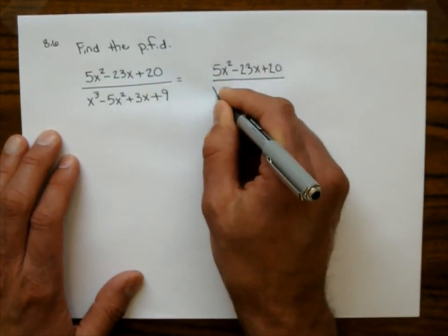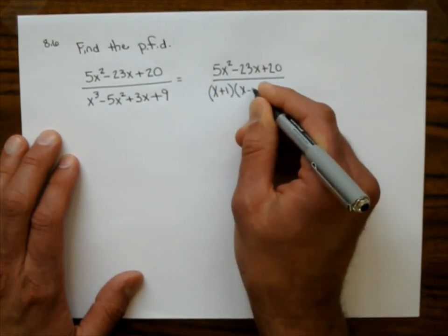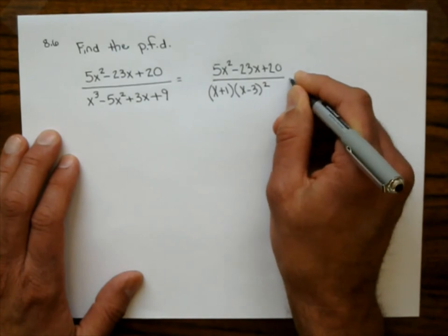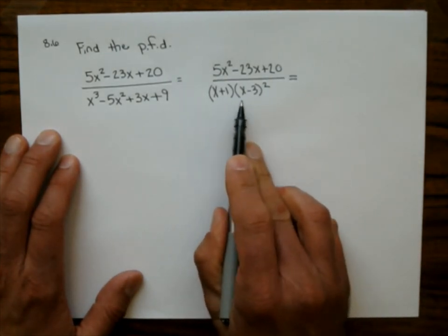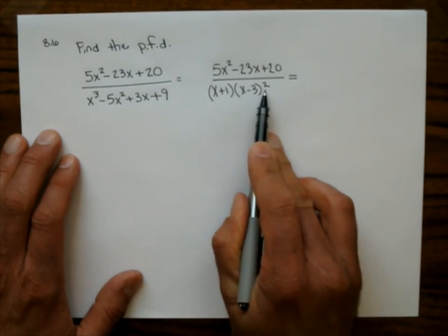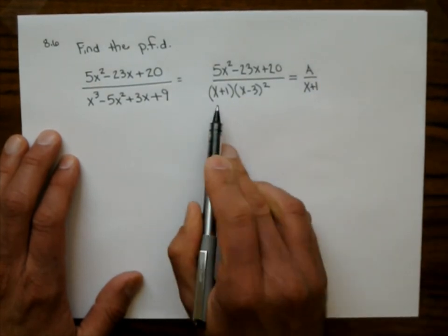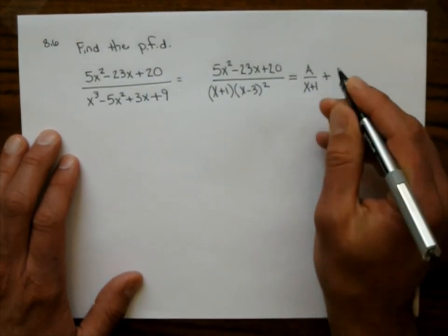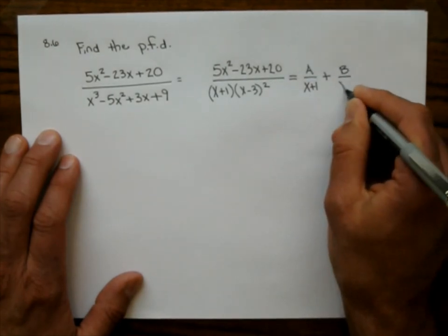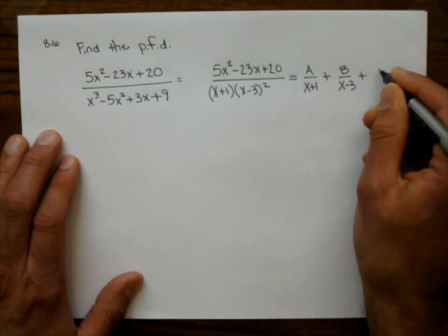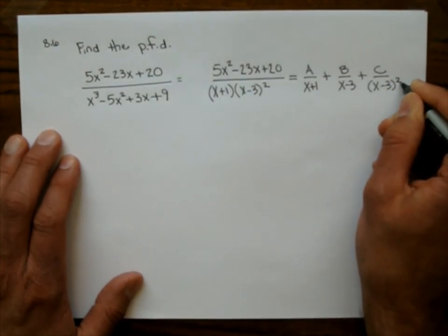So this factors into x plus 1 times x minus 3 squared. So now it's time to decompose. We have linear factors. This linear factor is raised to the second power, so I'm going to write A over x plus 1. That takes care of this guy. Plus, now to take care of this guy, we need two more terms. We need B over x minus 3 plus C over x minus 3 squared.